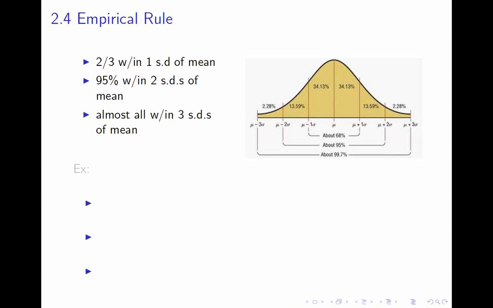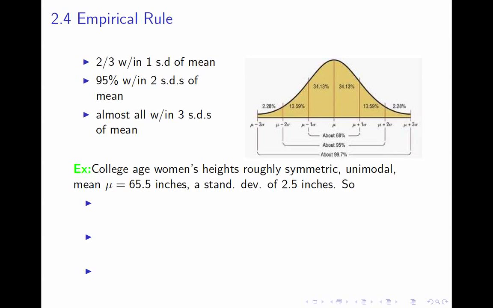And finally, if you go all the way down to mu minus 3 sigma and mu plus 3 sigma, you get, in this figure, 99.7%. But more roughly, we'll say almost all. But this isn't going to really make sense until we do an example. So here's my example.